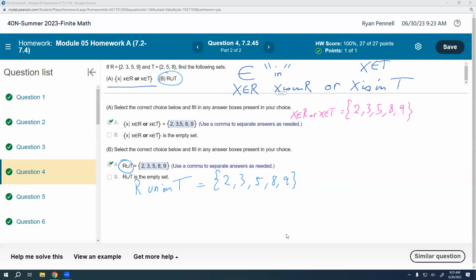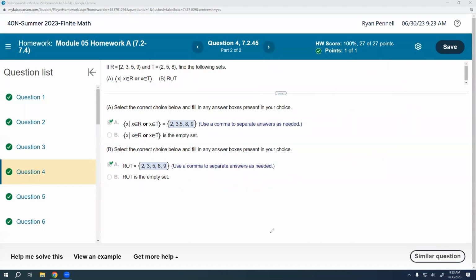Note that these are the same. These are the same set. Okay, is that a coincidence? No, it's not a coincidence. So a lot of times we will interchange "or" for "union." Those phrases are interchangeable. So or, union, we're going to interchange them a lot. They mean the same thing. It's the same idea.